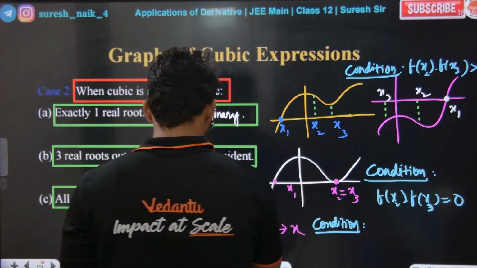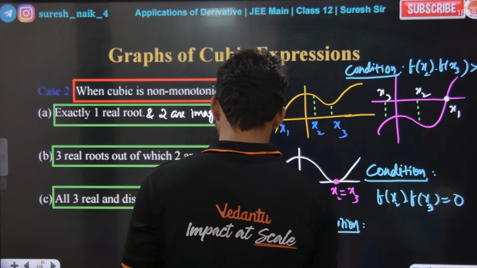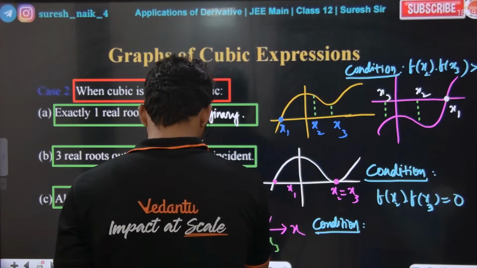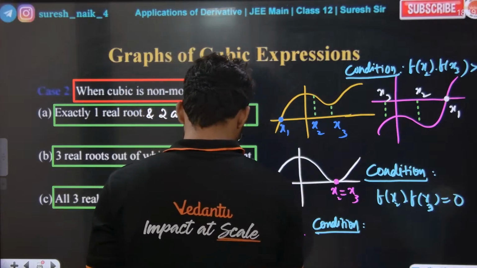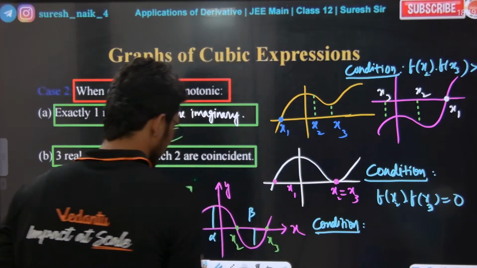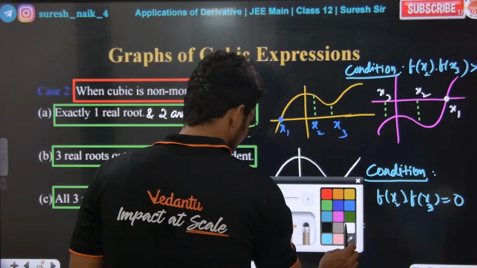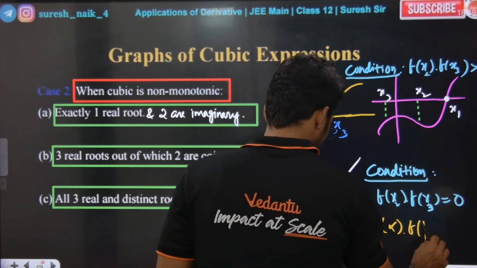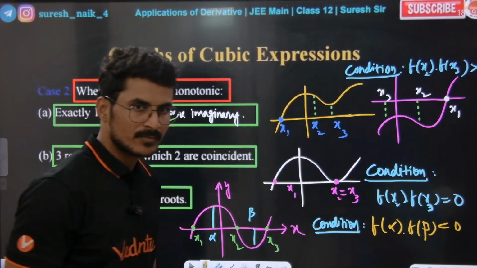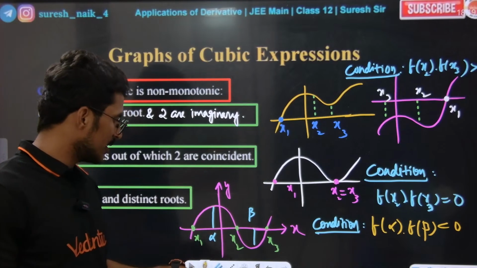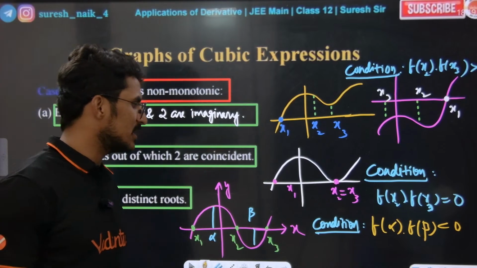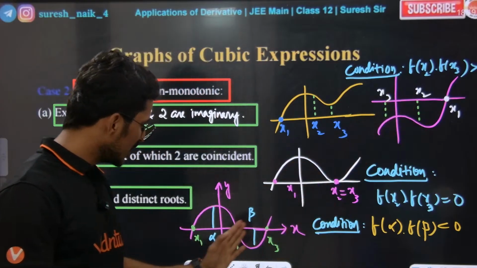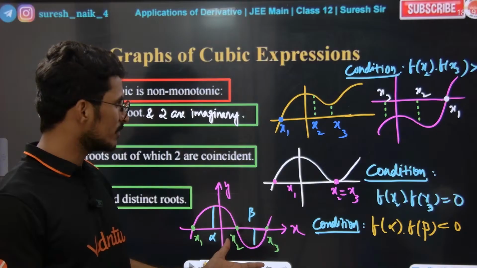Now x1 x2, what is it? Let me say any here, f of alpha. Let me say the condition here: alpha is somewhere here, and beta is somewhere here. What is the condition for this? f of alpha into f of beta, what is the condition? Tell me. Less than 0 or not? Are you getting the point? Alpha here, beta here, so f of alpha and f of beta condition is less than 0. No. Guys, here I am taking x2 x3. Here also x2 x3 I am taking as roots. Are you getting the point?